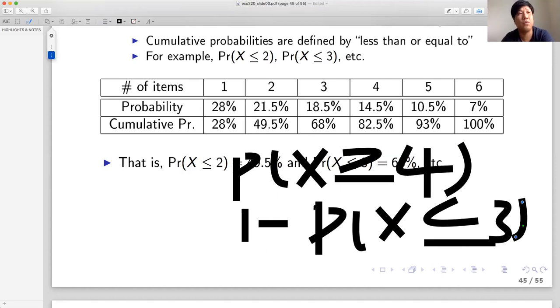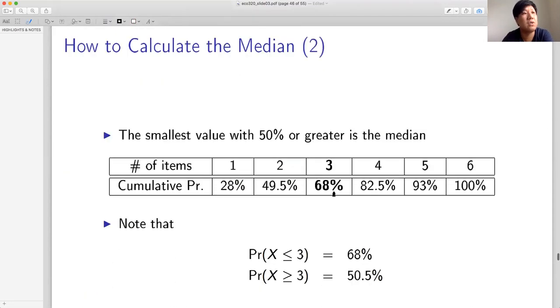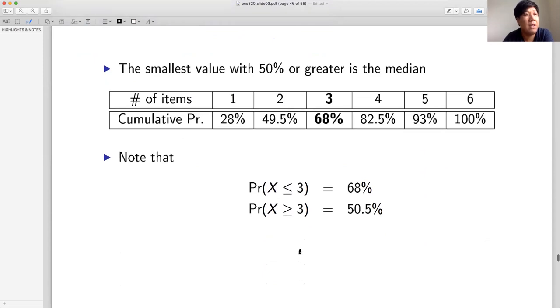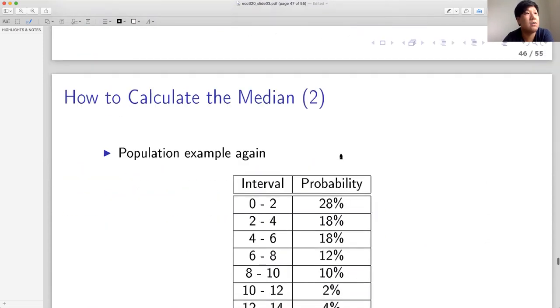So 4 doesn't work. Or you can add these: x greater than or equal to 4 is 14.5 plus 10.5 plus 7. Either way is fine, but it doesn't satisfy the median condition. As a result, number 3 is your median. This is how you get the solution.